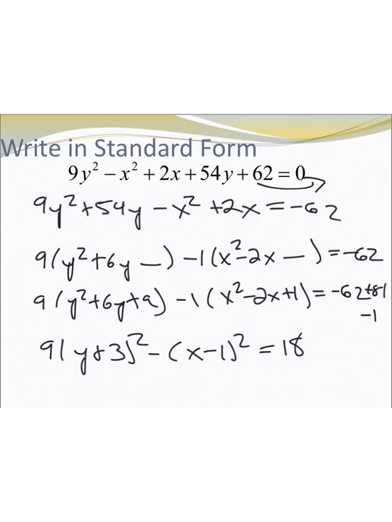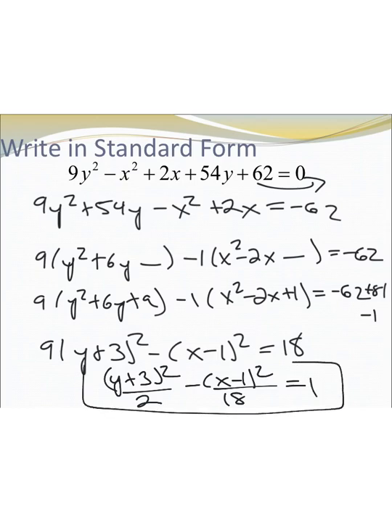And then for my final step, I'd like to divide everything by 18 because I need this to equal 1. So when I end up doing that, I get (y plus 3) squared over 2 minus (x minus 1) squared over 18 is equal to 1, and I have my final equation in standard form.